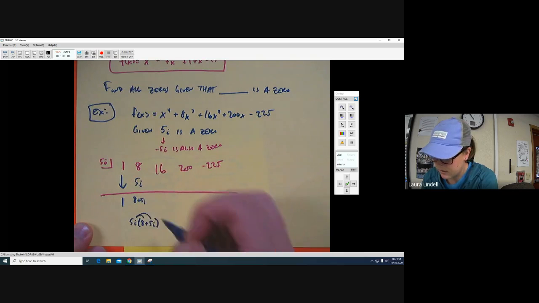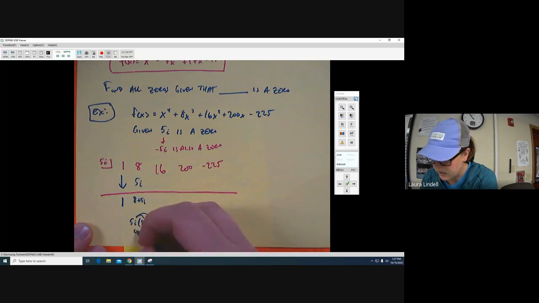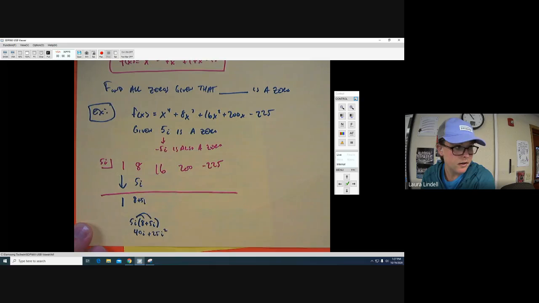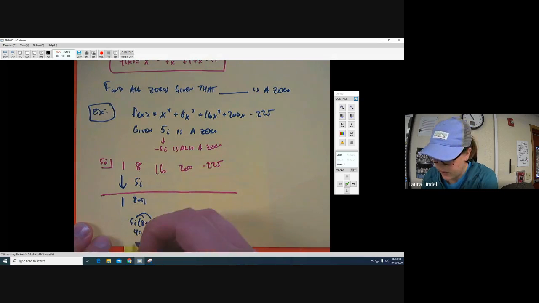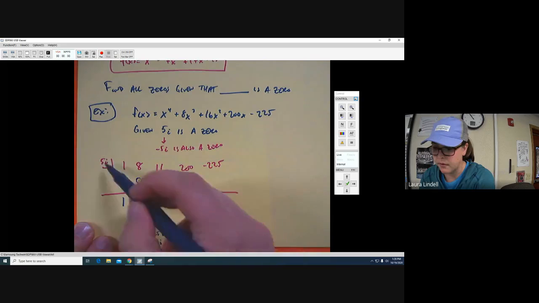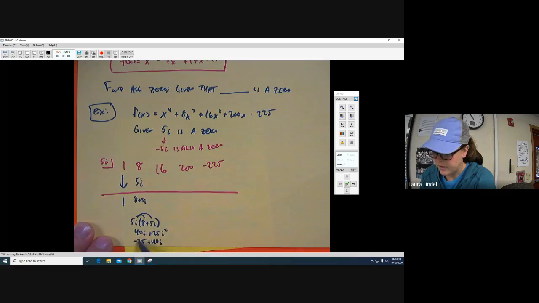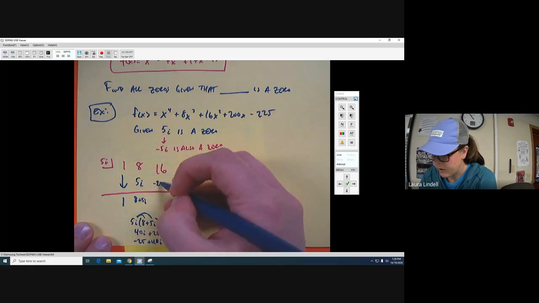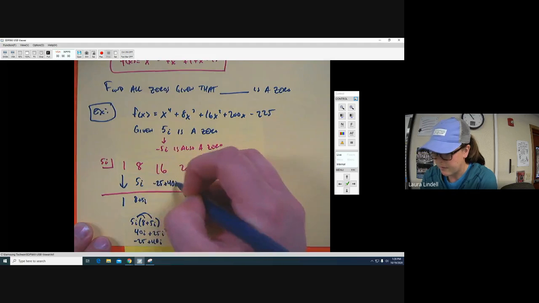So we distribute. 5i times 8 is 40i. 5i times 5i is plus 25i squared. Now keep in mind, i squared is negative 1. So this is really a negative 25 here. So we get negative 25 plus 40i for our simplified version of multiplying these two things. So this is what's going to go right here. Negative 25 plus 40i.